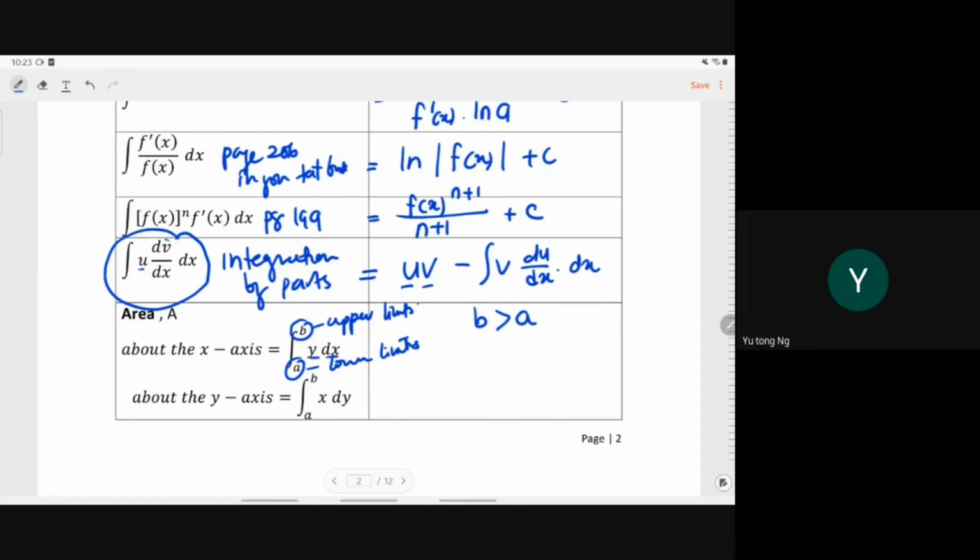When you are finding the area bounded by the y-axis, you have to determine the new equation, with x in terms of y, then you can integrate and substitute into this equation and find the area.